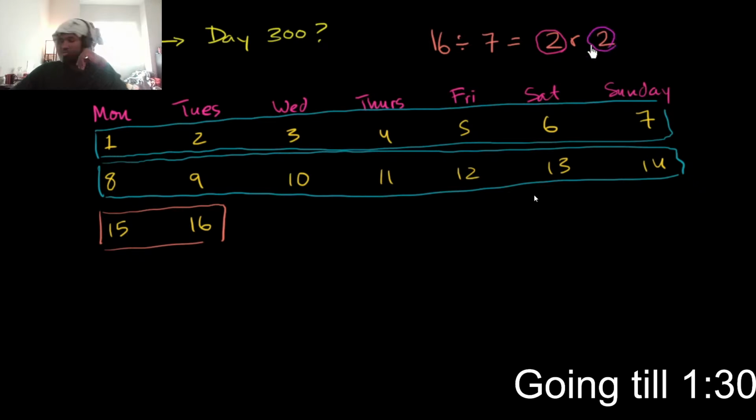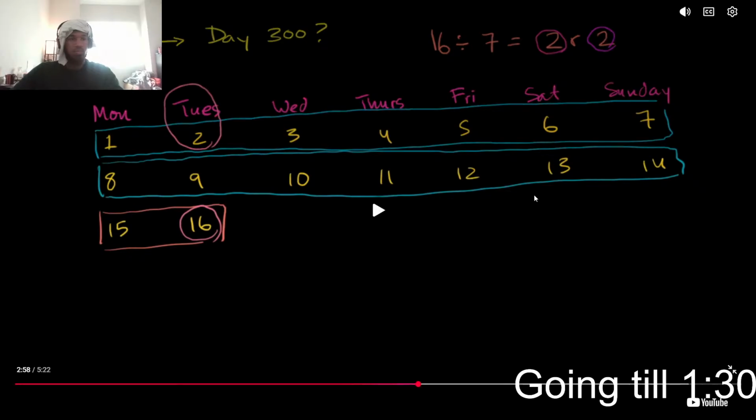Because the first 2 just tells you, well, 7 goes into 16 2 times. That's how many rows you have before getting to the 16. But then the remainder tells you, well, in that row, where is the 16? So the 16 is remainder 2. So the 16 is not the first, it's the second entry in the third row. And so it's going to be a Tuesday. Tuesday is the second day. I know what you're saying. Does that always work? Well, let's try it out with some other examples.